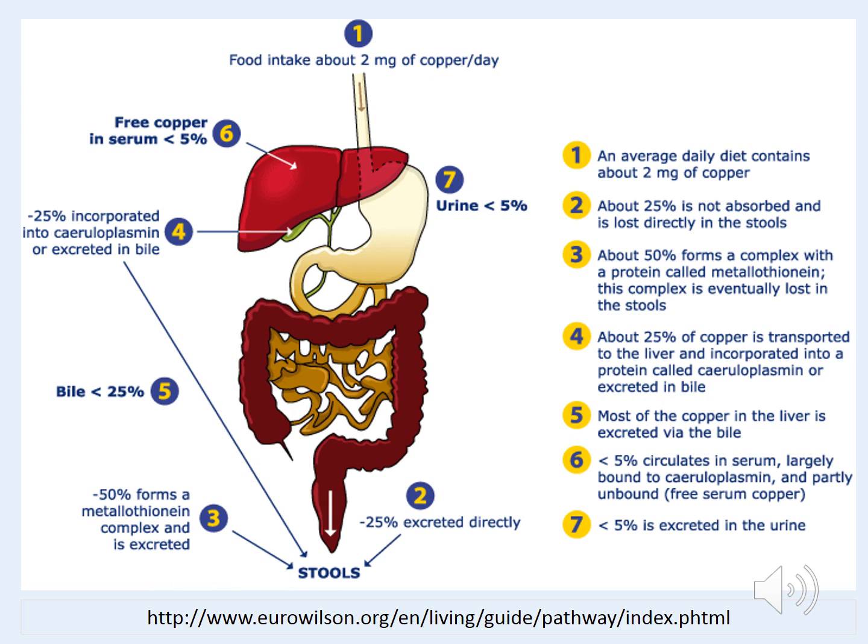So here's a nice diagram of copper metabolism just for reference. It's worth mentioning that only around 25% of dietary copper is absorbed, 25% is lost directly in the stools, and 50% forms a complex called metallothionein, which is also excreted in the stools. Less than 5% of copper circulates in the bloodstream, and a very, very small amount of this is free copper due to its free radical activity. And although most copper is excreted in the stools, less than 5% is excreted in the urine as well.